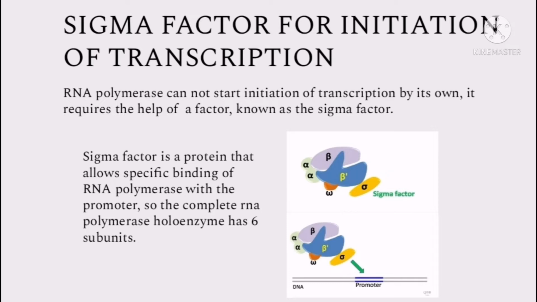Sigma factor for initiation of transcription. RNA polymerase cannot start initiation of transcription on its own. It requires the help of a factor known as the sigma factor. In order for the RNA polymerase to start initiation of transcription, it needs the help of the sigma factor. Sigma factor is a protein that allows specific binding of RNA polymerase with the promoter. So the complete RNA polymerase holoenzyme has 6 subunits. Sigma factor is a protein needed for initiation of transcription in bacteria. It is a bacterial transcription initiation factor that enables binding of RNA polymerase to gene promoters.